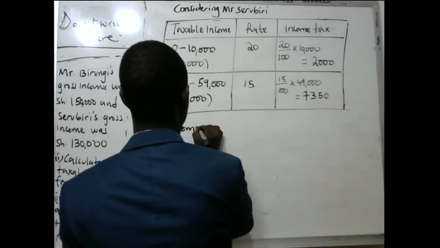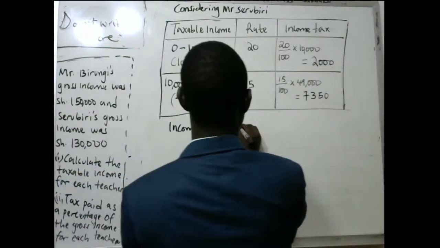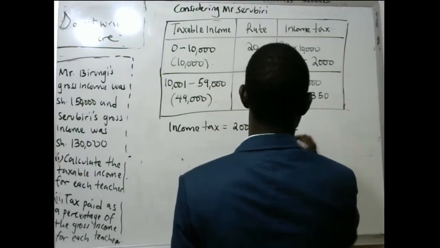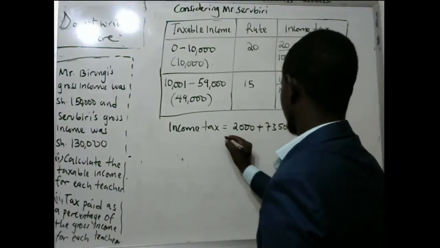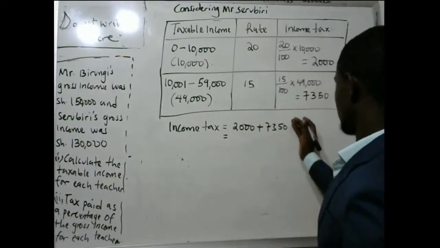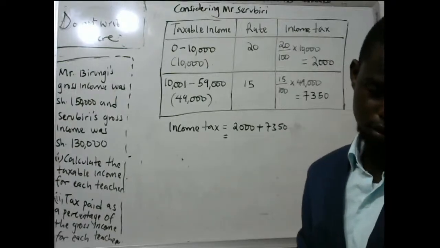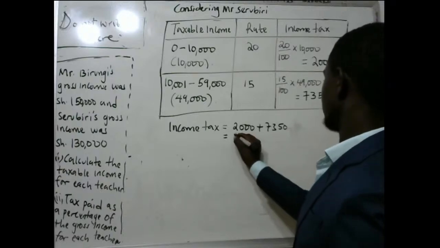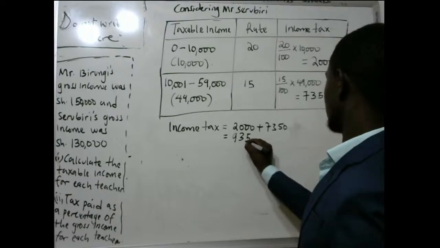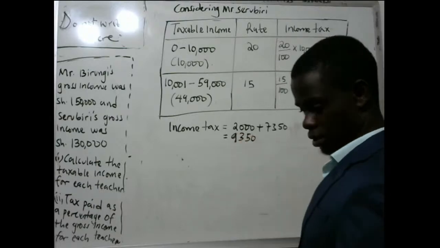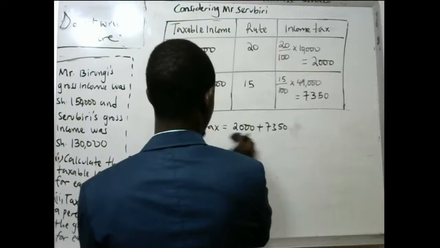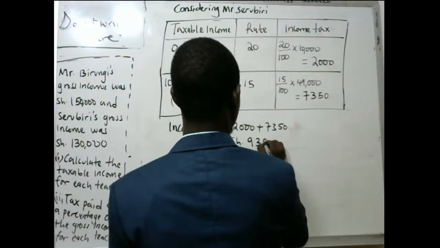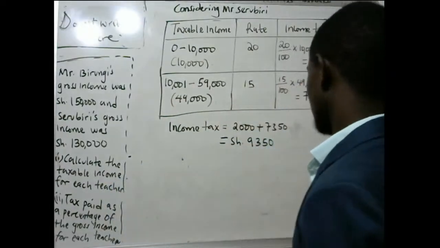How do you get the income tax? By adding 2,000 plus 7,350. What do you get as the income tax in that case? This is 9,350. So the income tax is shillings 9,350.